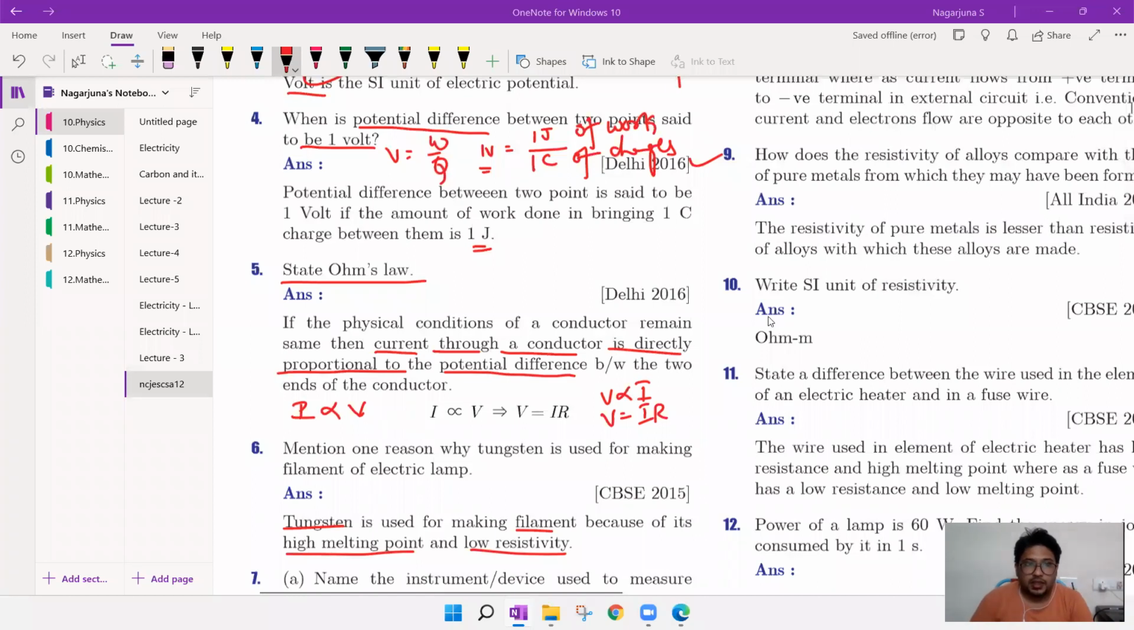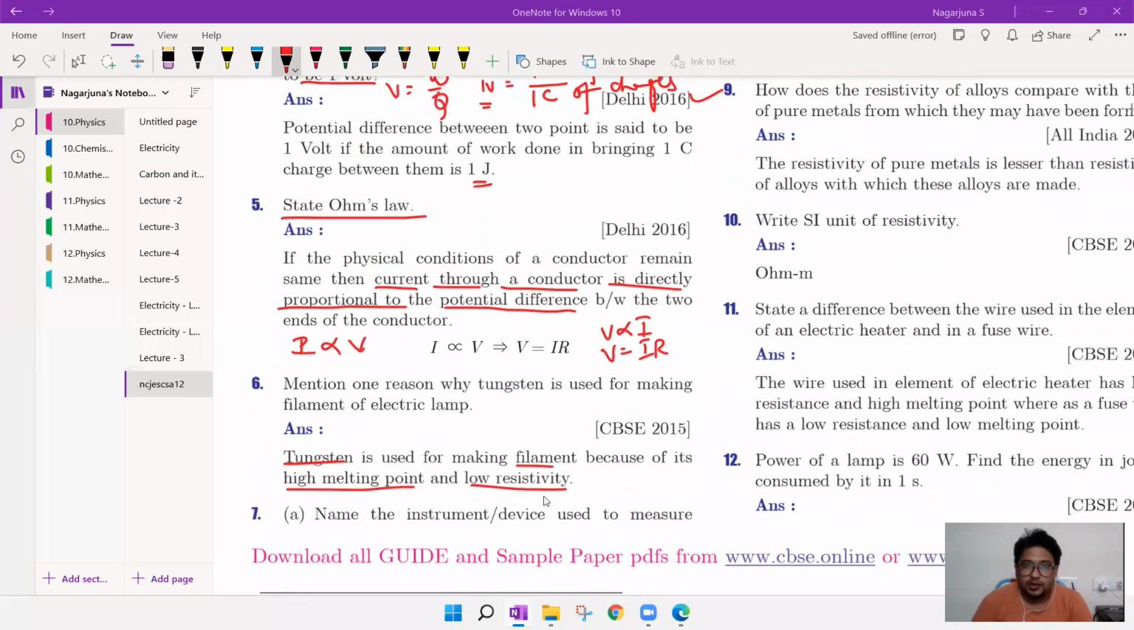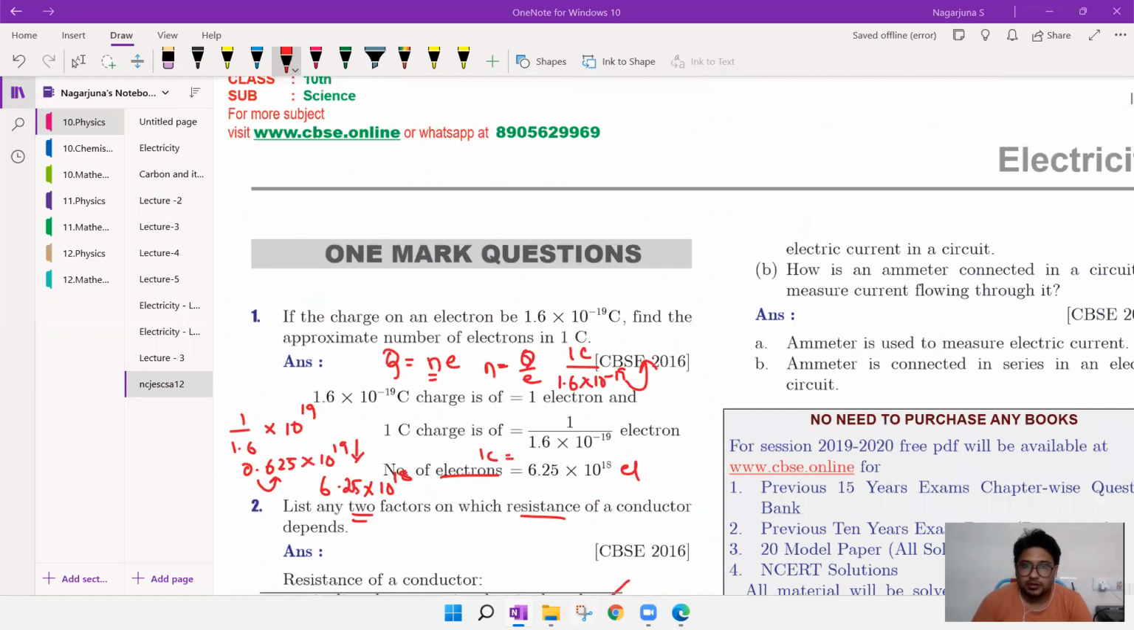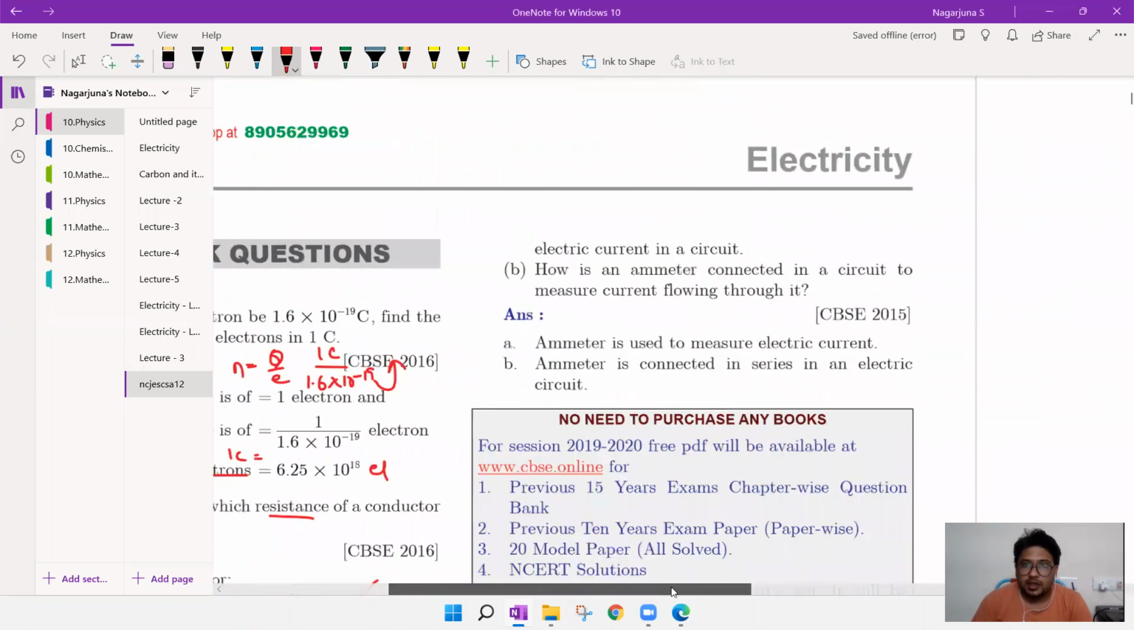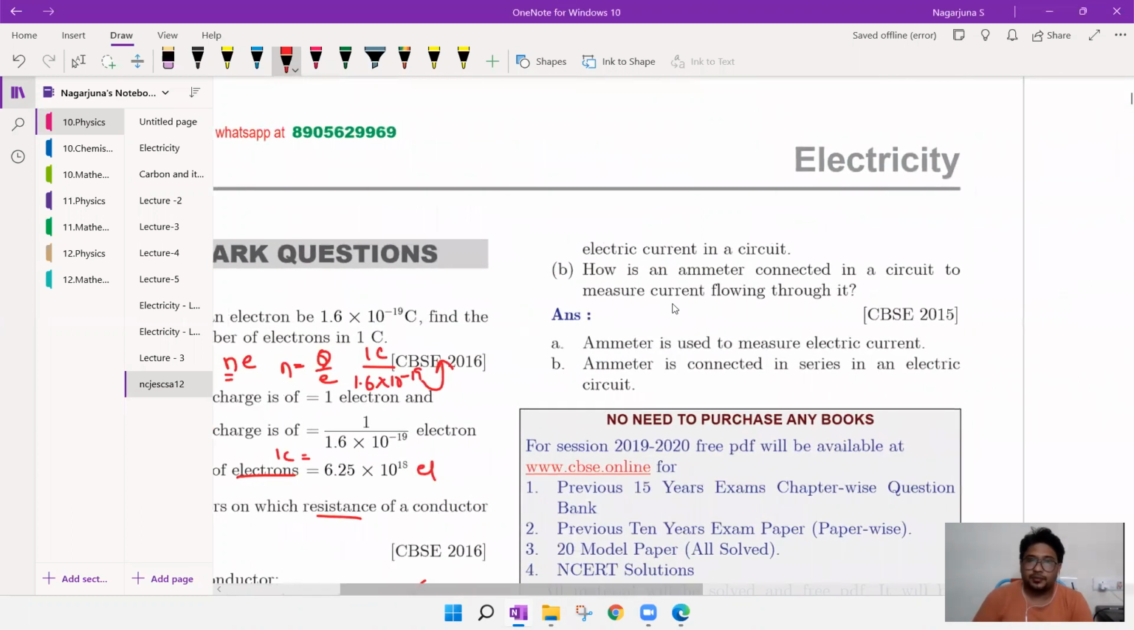Seventh question. A. Name the instrument or device used to measure electric current in a circuit. B. How is an ammeter connected in a circuit to measure current flowing through it. You see how stupid this question is. They have asked what is the device which is used to measure electric current, and how the ammeter is connected. So ammeter is the answer. The question itself we have answered in 2015. If you write ammeter, that is more than enough, you will get half mark.